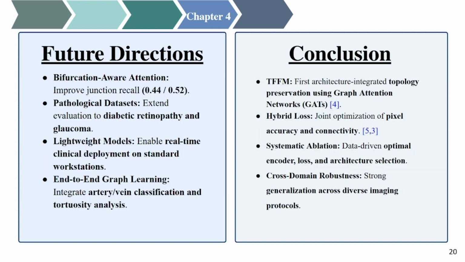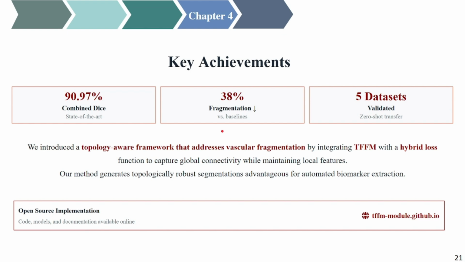So we have shown that TFFM is an architecture-integrated topology preservation module using graph attention for this task. It works well with hybrid loss to balance accuracy and connectivity. In future work, we want to explore bifurcation-aware attention that might fix the junction recall issue, and we are looking at lightweight variants so this can run in real time. To wrap it up, we introduce a topology-aware framework that addresses vascular fragmentation by integrating TFFM with a hybrid loss function to capture global connectivity while maintaining local features.